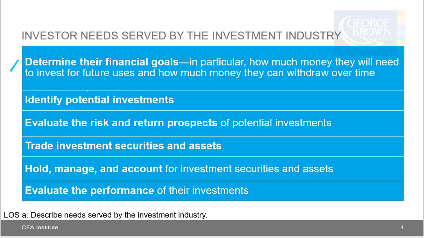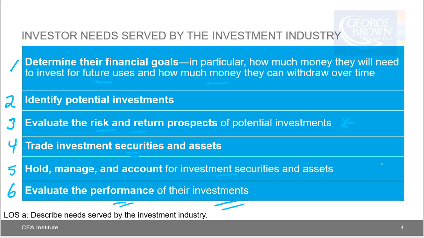Investors must, 1, determine their financial goals, in particular how much money they will need to invest for future uses and how much money they can withdraw over time. Number 2, investors have to identify potential investments. Number 3, investors have to evaluate the risk and return prospects of potential investments, and we've seen some of that in the quantitative concepts chapter and in the chapter on equities and on the chapter of debt as well. Number 4, investors have to trade investment securities and assets. That's part of building and maintaining a portfolio. Number 5, investors have to hold, manage, and account for investment securities and assets. And then finally, investors have to evaluate the performance of their investments.